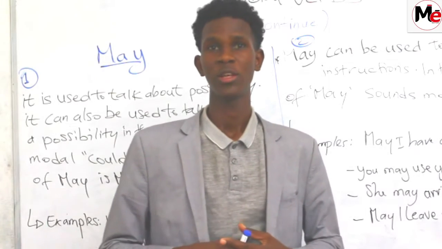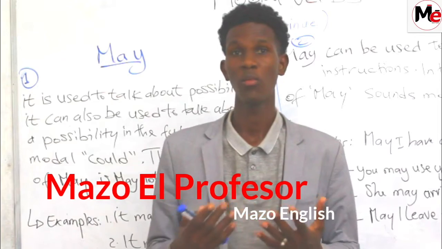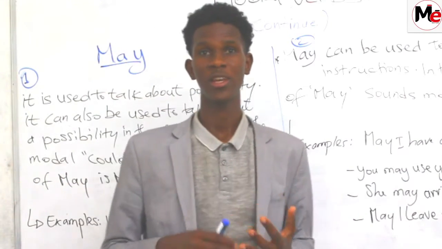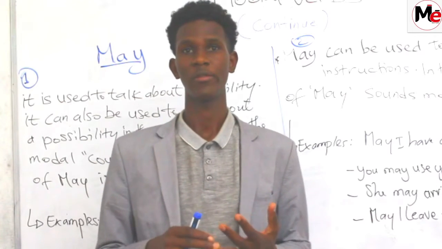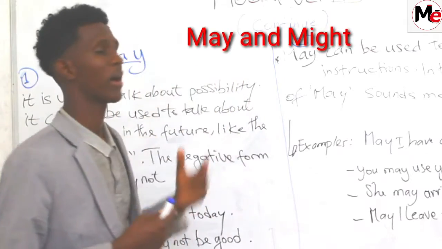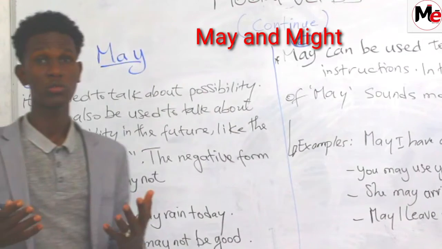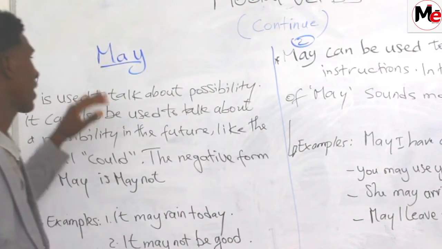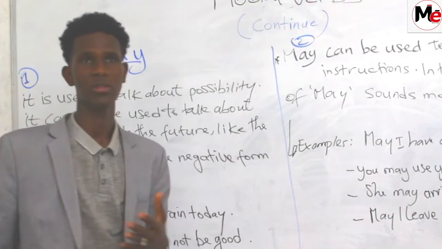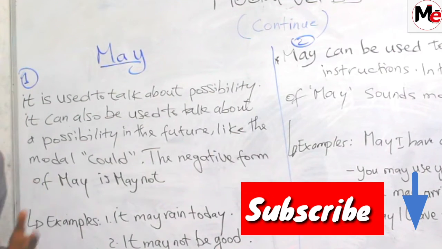Another English channel. So today we are going to continue with the modal verbs. In the last lesson we did could and can, and today we are going to look at may and might. Okay, first thing, we are going to begin with may, which is a modal verb like can and could. Okay, let's kick off.